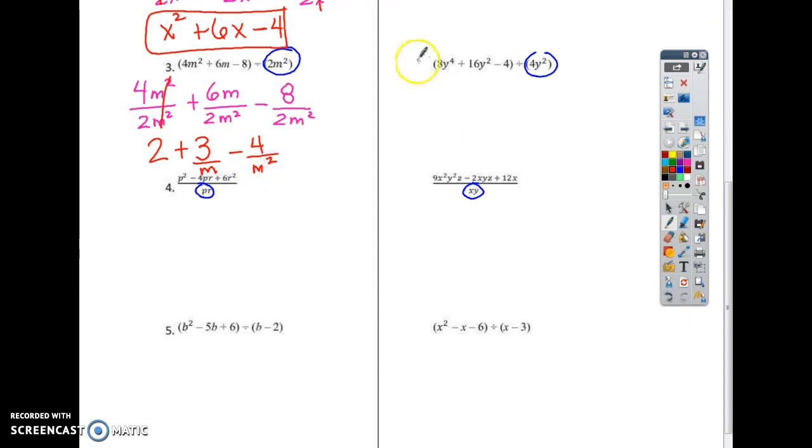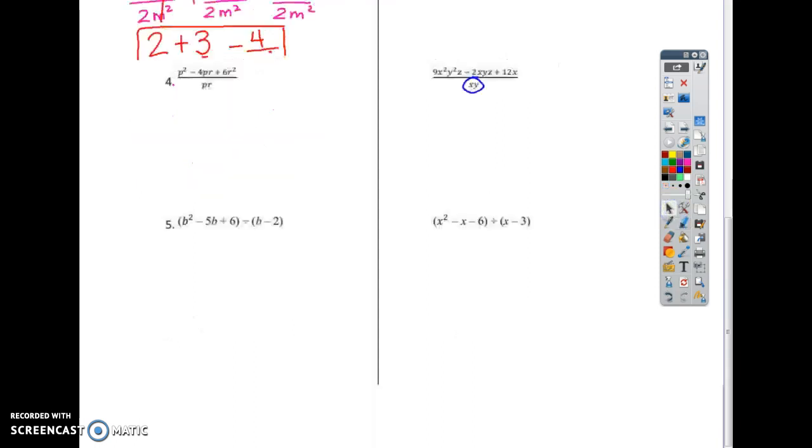I want you to try this one. Pause the video. Okay, you should have already done that one. Let's go ahead and try to do number 4. Now I have p squared divided by pr minus 4pr divided by pr plus 6r squared divided by pr. Okay?